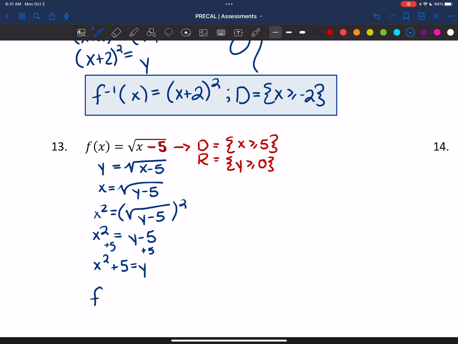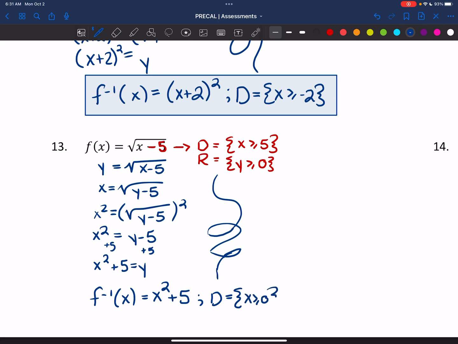So we have our function inverse rule of x squared plus 5. And again, remember that it is the range of the original that will determine the domain of the inverse. So it's going to be greater than or equal to 0. There we go.